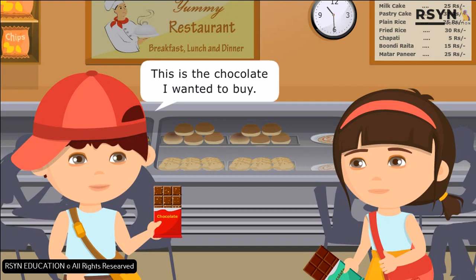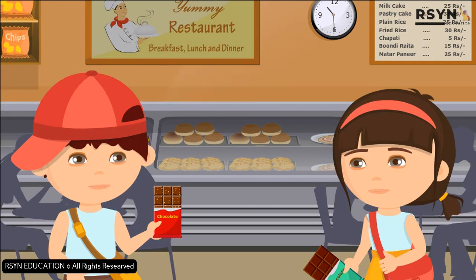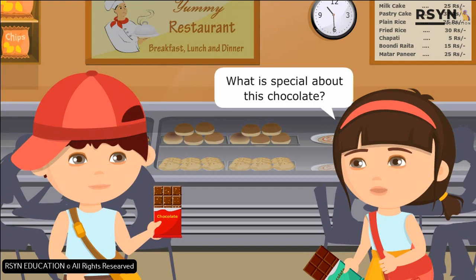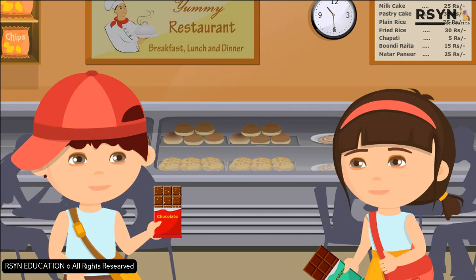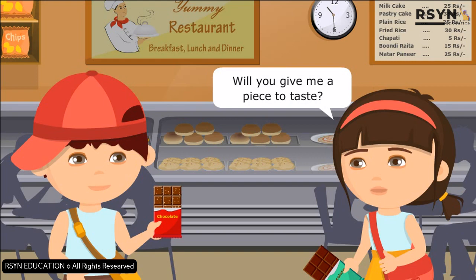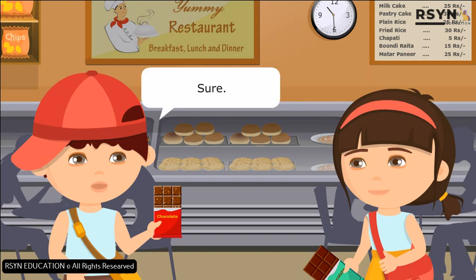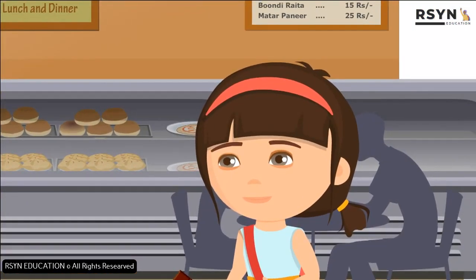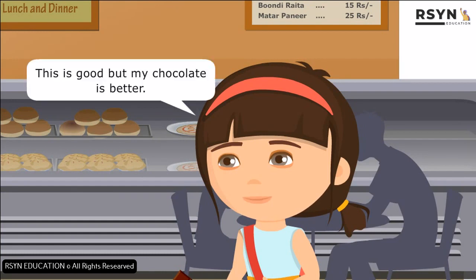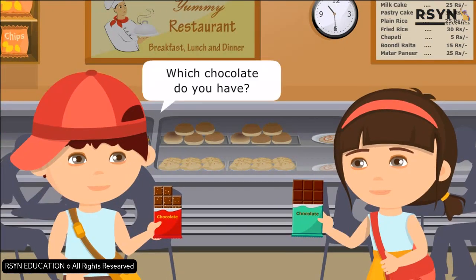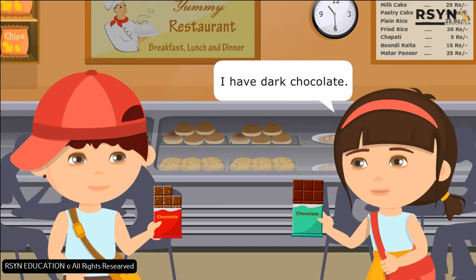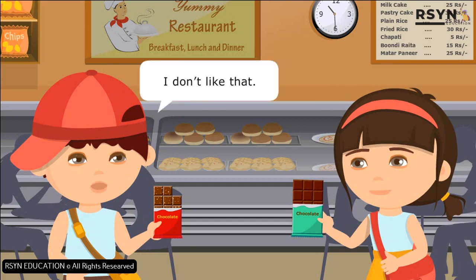This is the chocolate I wanted to buy. What is special about this chocolate? It has many nuts. Will you give me a piece to taste? Sure. This is good, but my chocolate is better. Which chocolate do you have? I have dark chocolate. I don't like that.